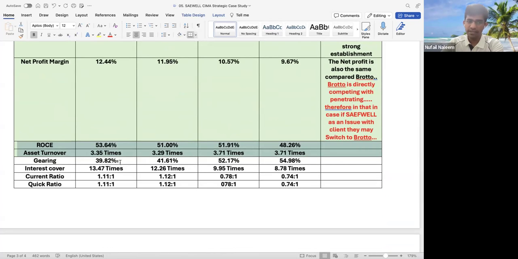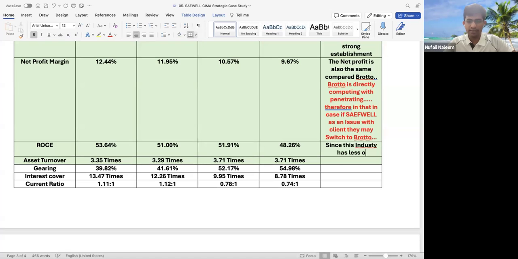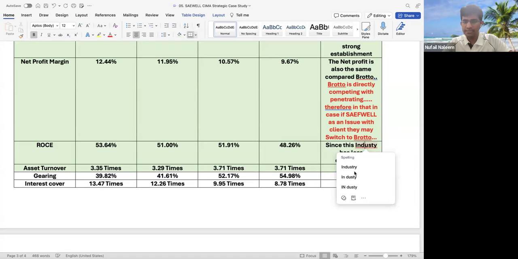Now, students, you see ROC is 50%. You see, even here, ROC is 50%. That means it's a good return for the investors or the providers of fund. The reason is, students, the yield is very high compared with the investment needed. So I'll write down here, since this industry has less overheads. Now, I'll just make it even simple.